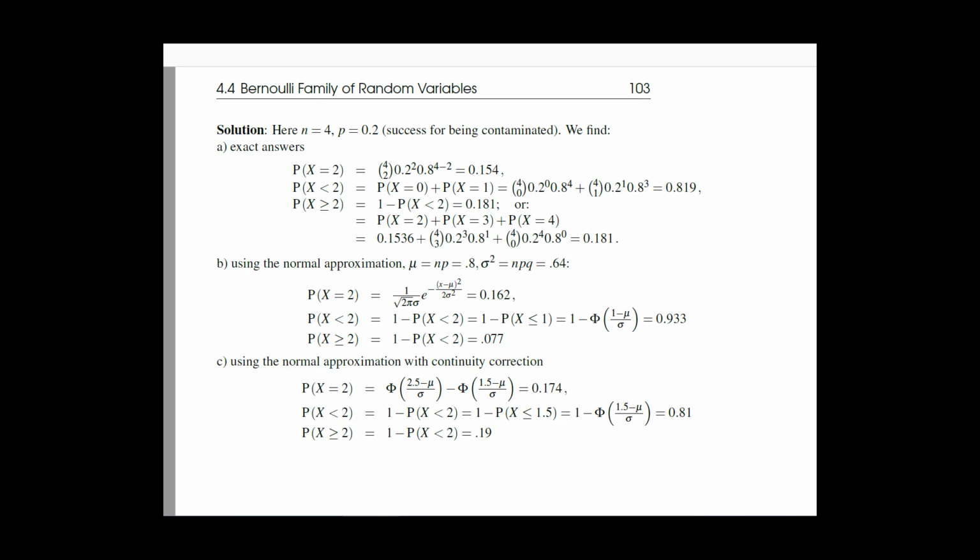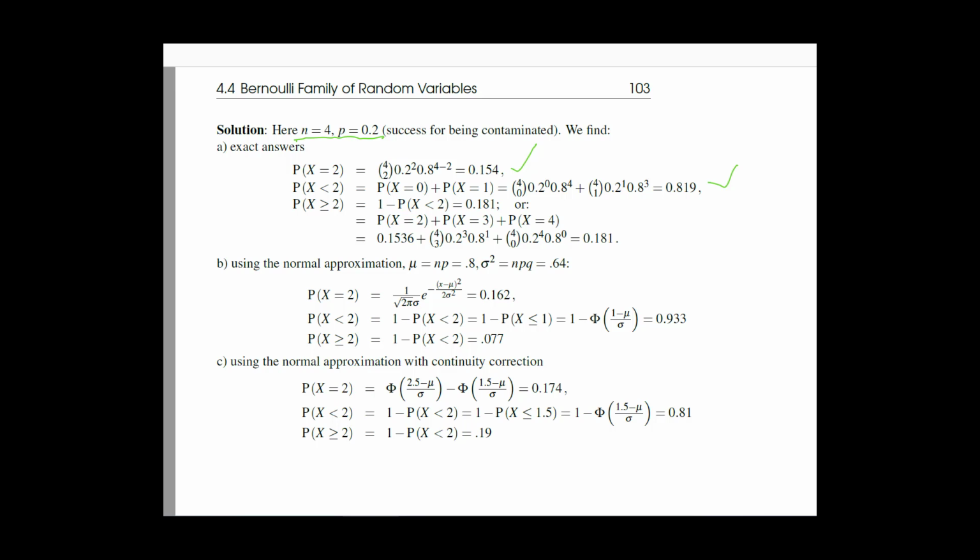Alright, so here goes. The exact answers are pretty straightforward. It's just applying the PMF formulas for the binomial, right? And these are the parameters 4 and 0.2. So there are 4 wells, and the probability of one being contaminated is 20%. All of these should be straightforward.